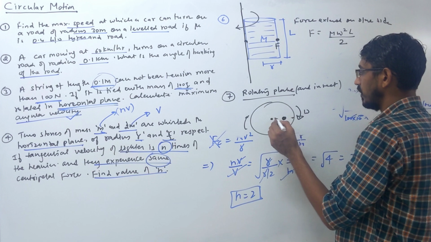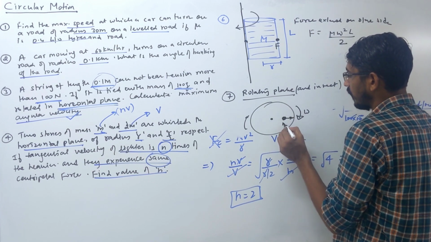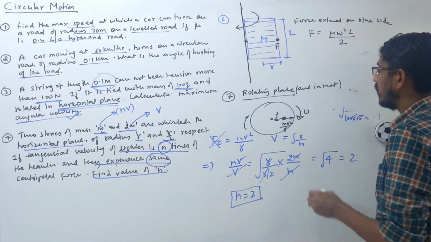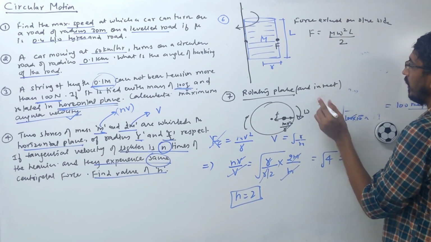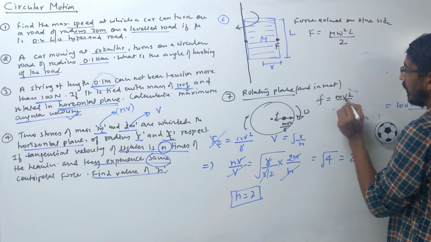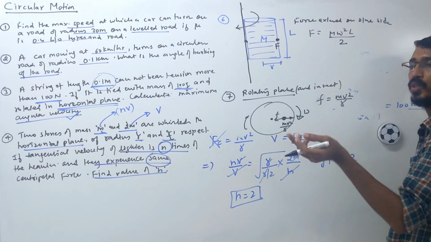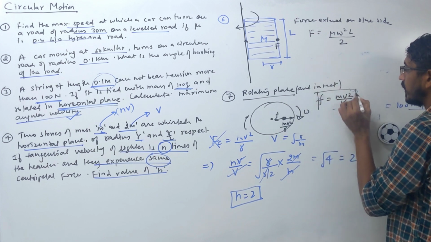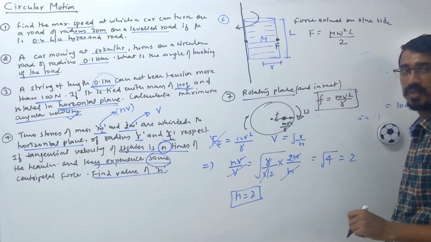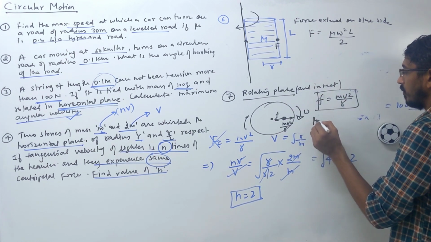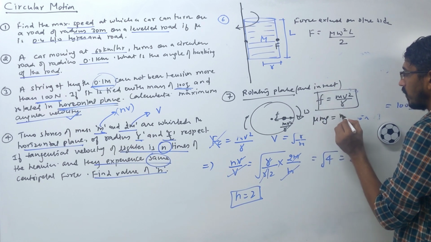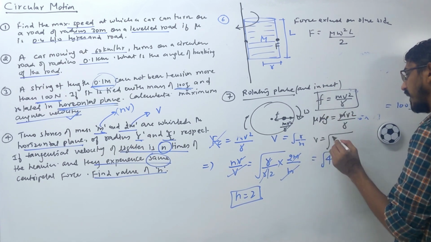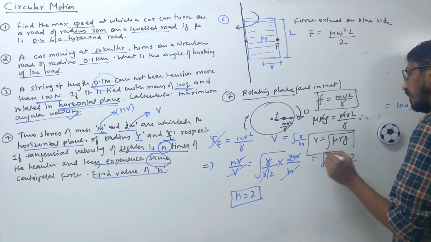The centripetal force is throwing it outward, and the friction force is trying to stop it, right? So the friction force should at least be equal to what? The centripetal force mv square by r, and the friction force is what? Mu into N, mu into N. So if they are asking for friction force, then this is the only answer, it should be at least equal to the centripetal force, right? Mu into N, N means what? Mg, is equal to mv square by r. This m goes away, so v, if you see, the same answer comes: root of mu r g.